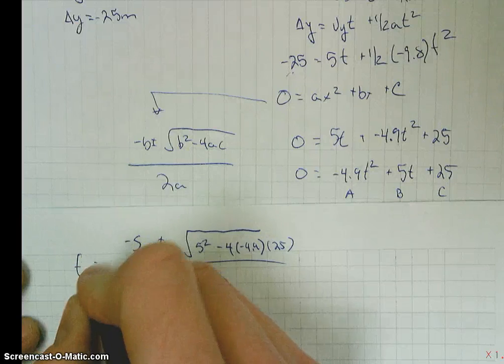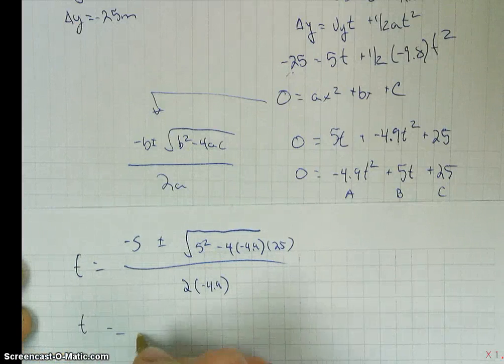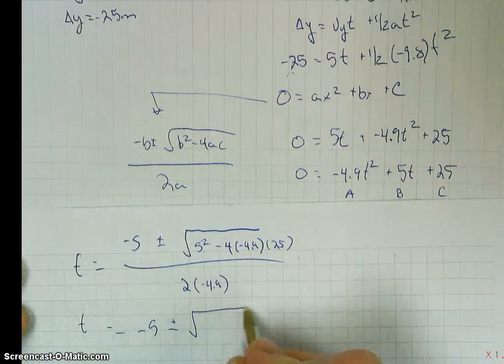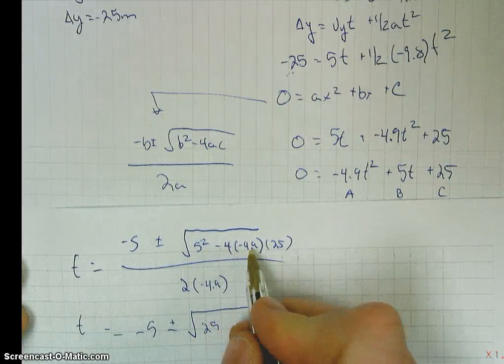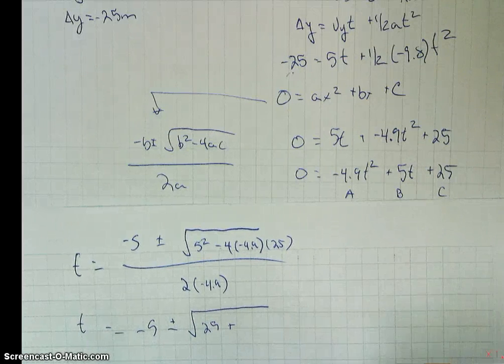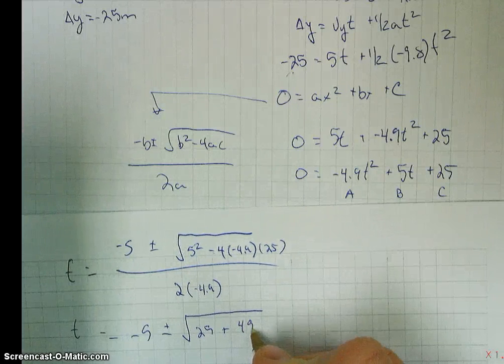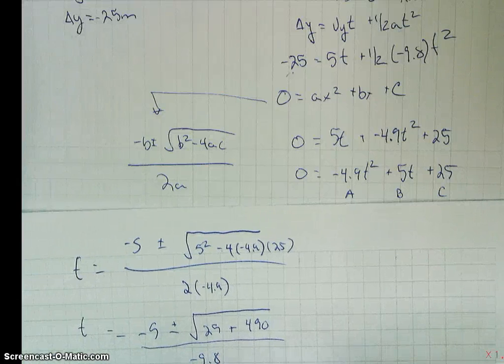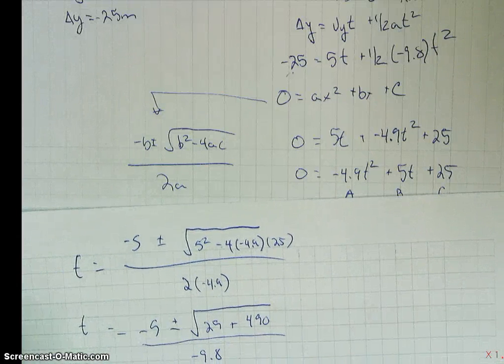Okay, so again, we're solving for time. So t is equal to negative 5 plus or minus the square root of 25 minus negative, that's actually going to end up being plus, 4 times 4.9 times 25. I'm going to crunch it real quick. So we get plus 490 here, all over negative 9.8. Okay. Simplify further, 490 plus 25.